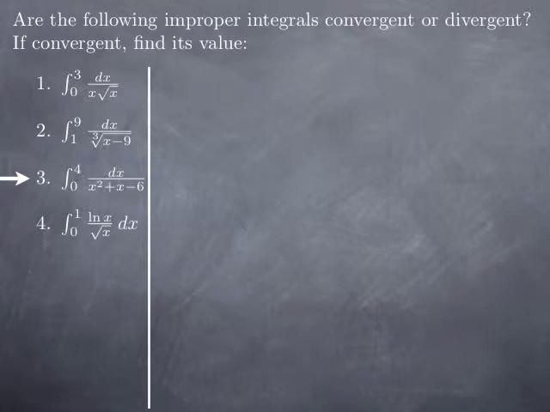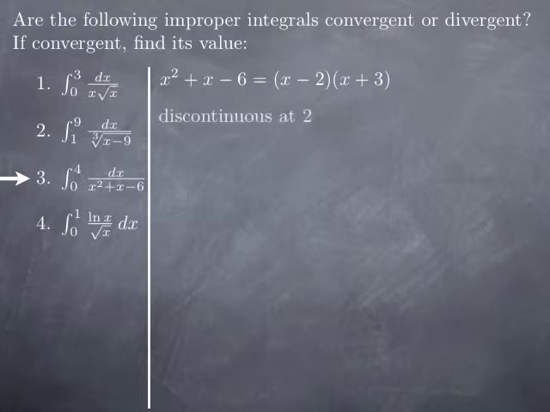In the third case, we have the integral from 0 to 4 of 1 over x squared plus x minus 6. As usual, the first problem is to find the discontinuities of the function. Because x squared plus x minus 6 factors as (x minus 2)(x plus 3), and the discontinuities of this rational function that we are trying to integrate are going to be the zeros of the denominator, we have for the discontinuities of the function 2 and negative 3. The only one that is in the interval of integration is 2.